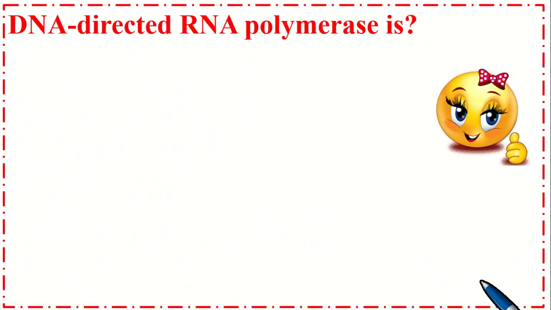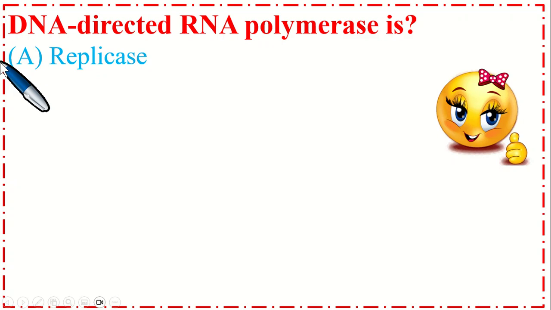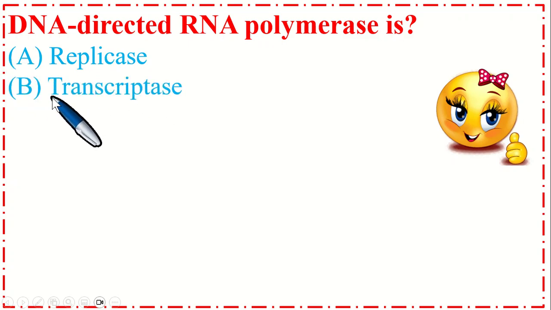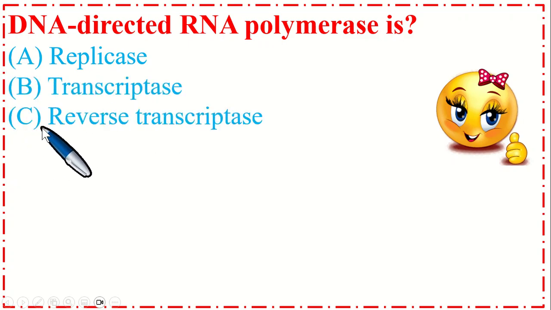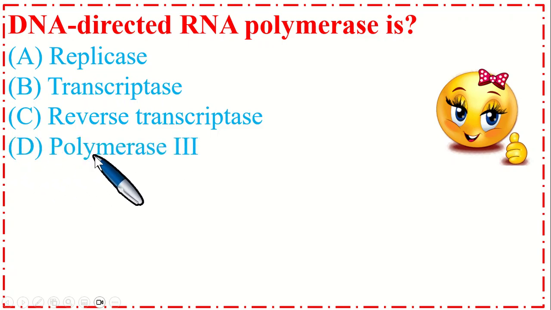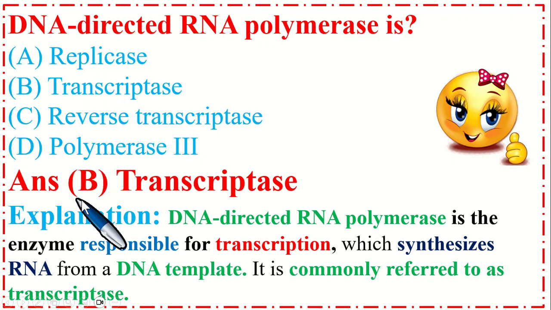Dear students, this is a very important MCQ. DNA directed RNA polymerase is option A, replicase. B, transcriptase. C, reverse transcriptase. And option D, polymerase 3. So the correct option is B, transcriptase. DNA directed RNA polymerase is the enzyme responsible for transcription, which synthesizes RNA from a DNA template. It is most commonly referred to as transcriptase.